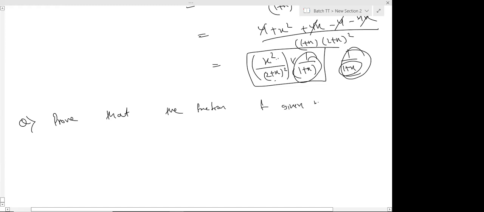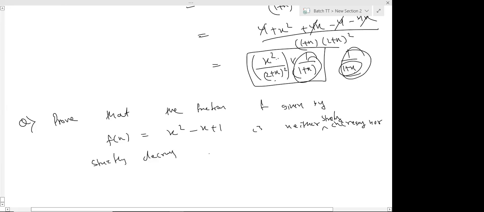Prove that the function f given by f of x equals x square minus x plus 1 is neither strictly increasing nor strictly decreasing in minus 1 to 1. Make it an open bracket. Right here you have to plot the intervals. All right. Very simple question.